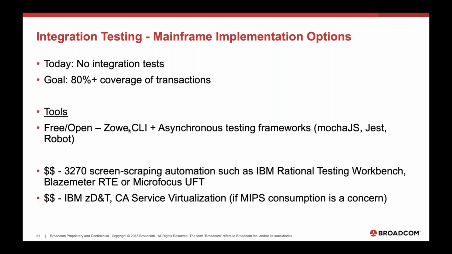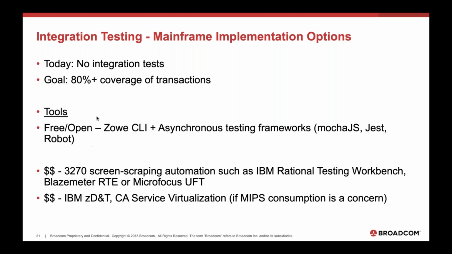Now, some pay-for options here. There's 3270 screen scraping automation provided by Rational Testing Workbench, which is from IBM. Within Broadcom, we have something called the BlazeMeter RTE plugin, which helps with panel-driven automation and even performance testing. Micro Focus has something called UFT. These are all 3270 screen scraping oriented automation. For example, you might have CICS panels that are 3270 based, and you might use these automation tools to go in and drive those transactions through a panel.